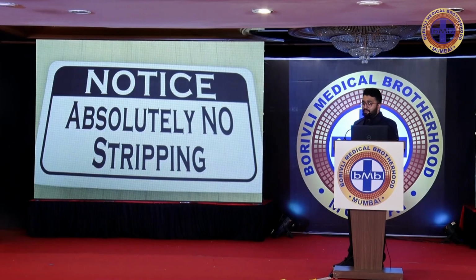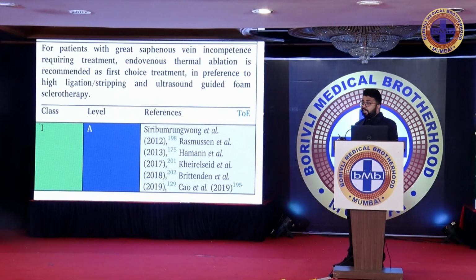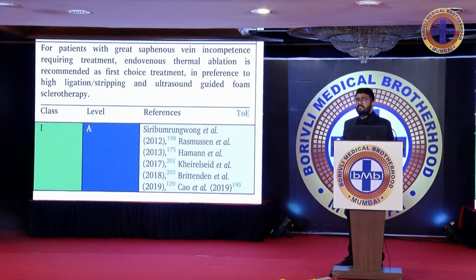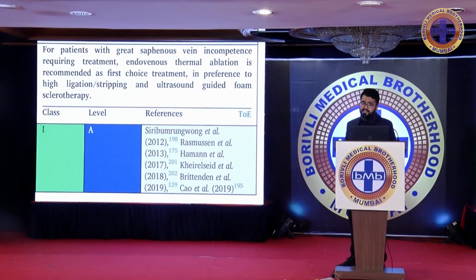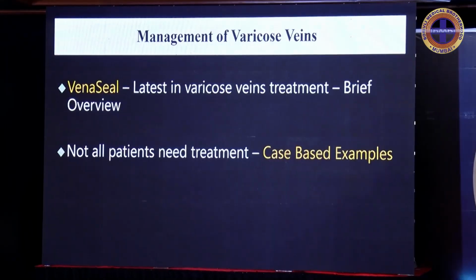Jokes apart, we have multiple data right from 2022 to 23 to 25 in the form of various consensus statements that has gone outright and said a big no to venous stripping or high ligation of the GSV. The treatment of choice as per all international recommendation is endovenous thermal ablation as the first choice treatment in preference to any other surgical or sclerotherapy modality. This is internationally established, robust scientific data which has gone out and said EVLT is the gold standard for treatment of varicose veins. With that, I'll just like to go and show what is new.